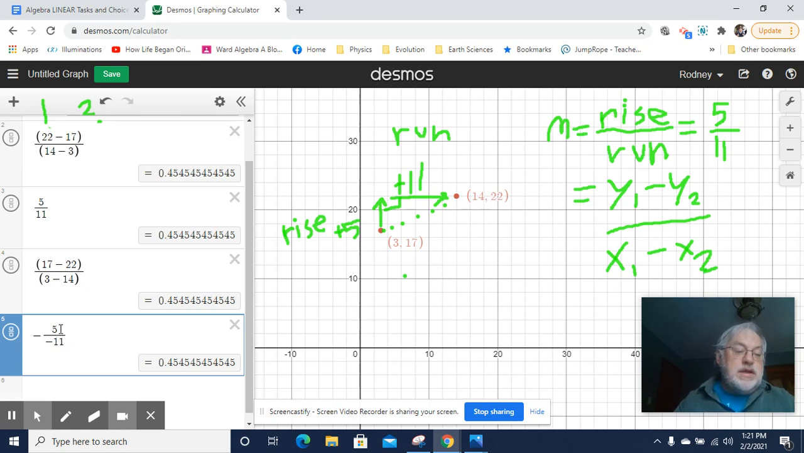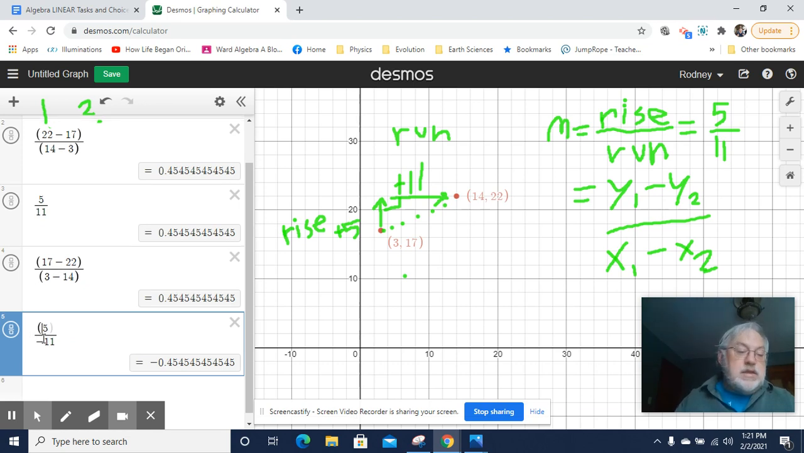Desmos puts that first negative out there, but it's associated with this 5. So this is -5 over -11. I can actually make that a little clearer by doing this. Parentheses around that 5, and then I can trap that negative in there. So -5 over -11, but wait, that's the exact same thing I had up here. What's going on here? Well, what's going on here is the negatives cancel out.